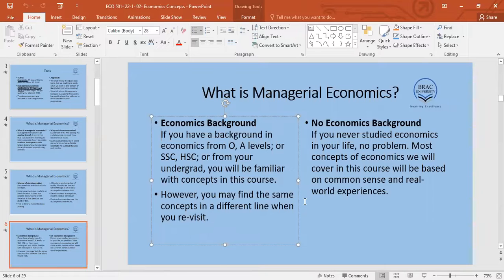Now, we've discussed this before a little while ago. Most of us here have an economics background from our O-level, A-levels, or SSC, HSC, or undergrad. If there's anybody in this class who doesn't have an economics background, that's nothing to worry about. Most concepts of economics we will cover in this course will be based on common sense and real world experiences.